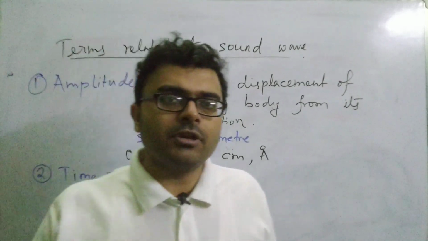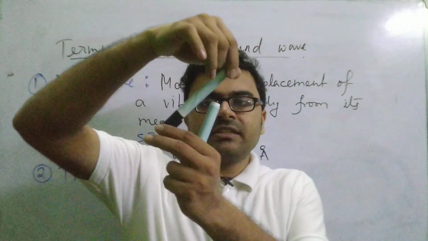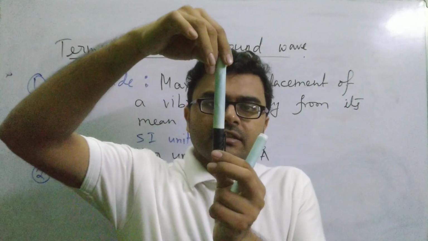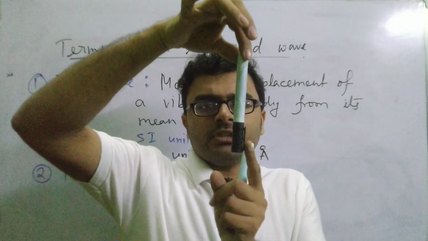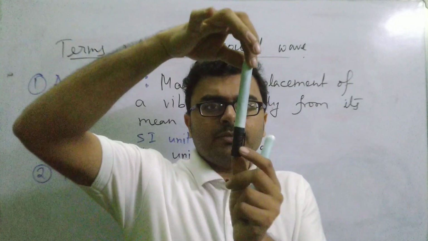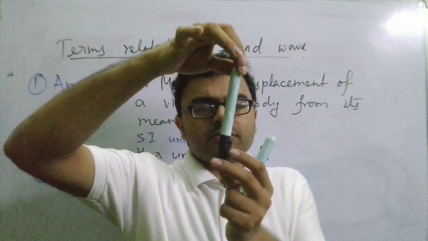If I consider a pendulum, the pendulum just swings like this, left and right. So this pendulum starts from the mean position, goes to the extreme right, comes back to the mean position, goes to the extreme left, and then again comes back to the mean position.